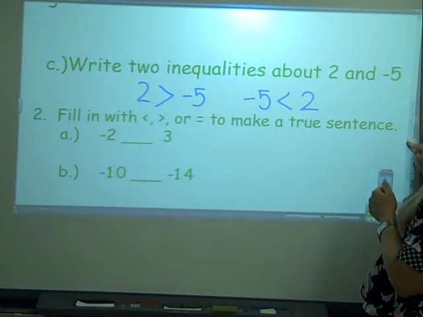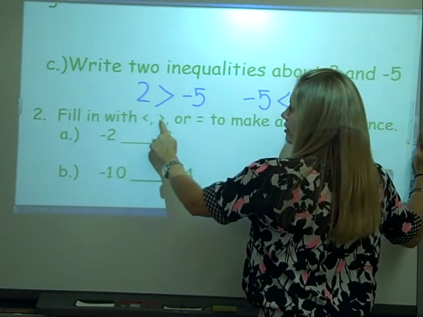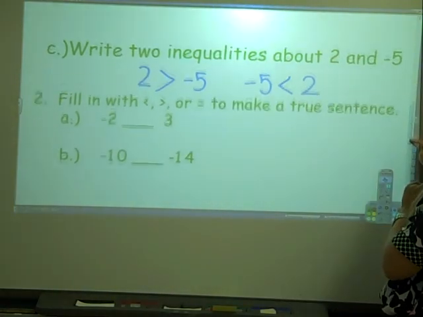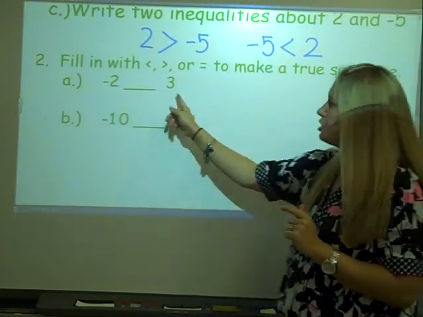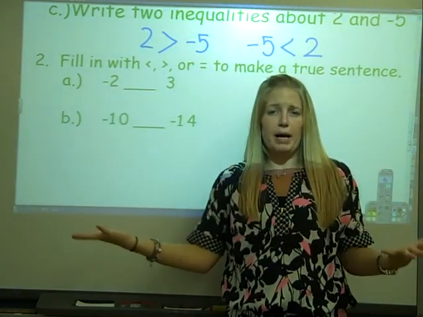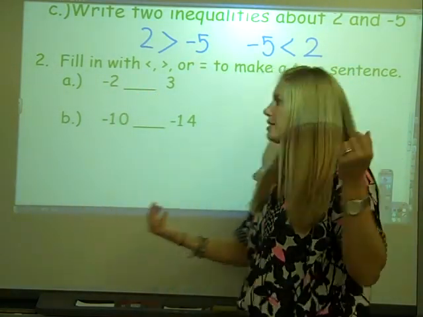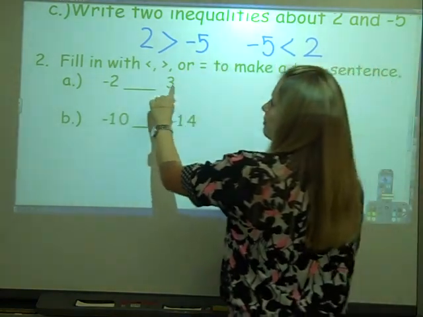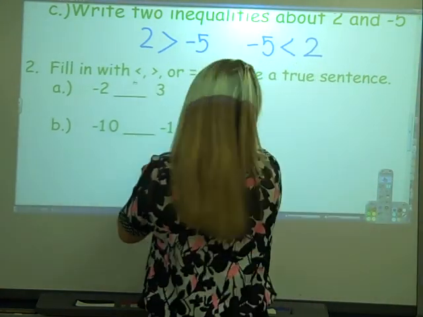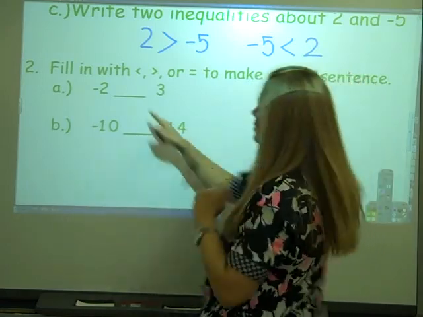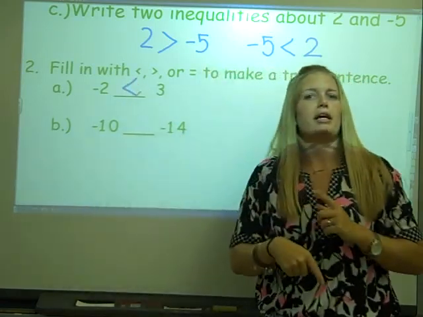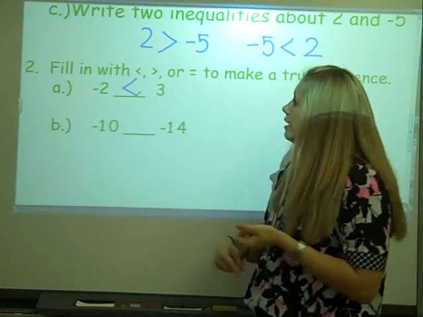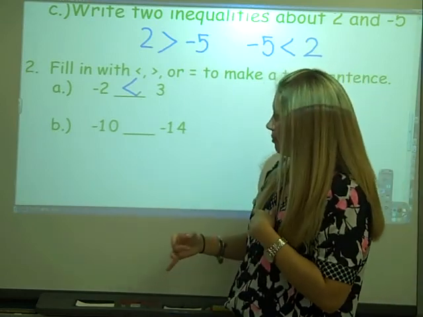Okay, another example is fill in less than, greater than, or equal to make a true sentence. Okay, negative 2 and 3. Well, okay, if it's positive, you know it's going to be bigger than the negative. So I need to put the bigger part of the sign closer to my bigger number, like this. Oh, sorry, didn't have a pen. Like this. Okay, in elementary school, maybe they taught you that the mouth wants to eat the bigger number because it's hungry. Whatever helps you remember it.